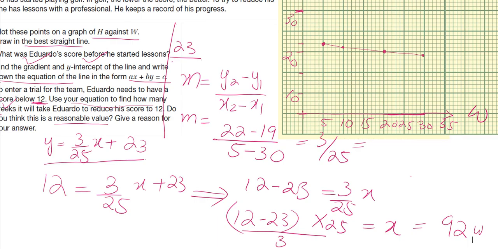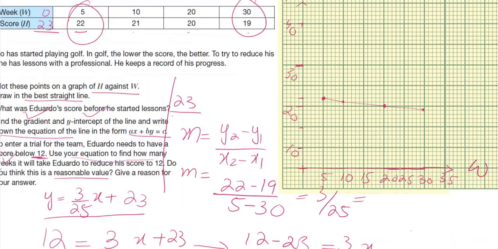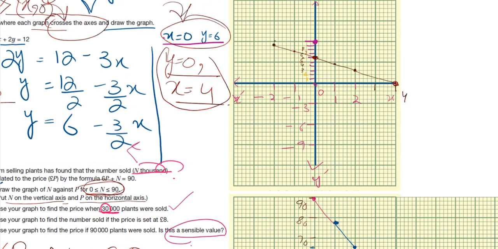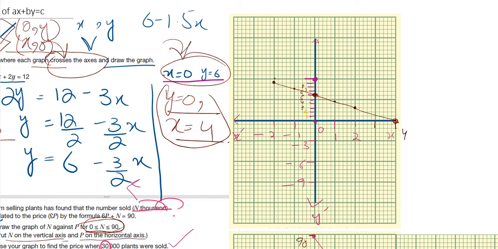So that's all the examples related to the ax plus by is equal to c equation, and I hope you understand it.